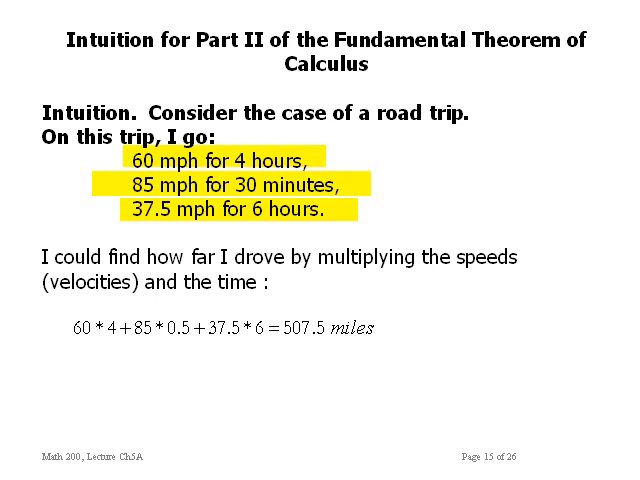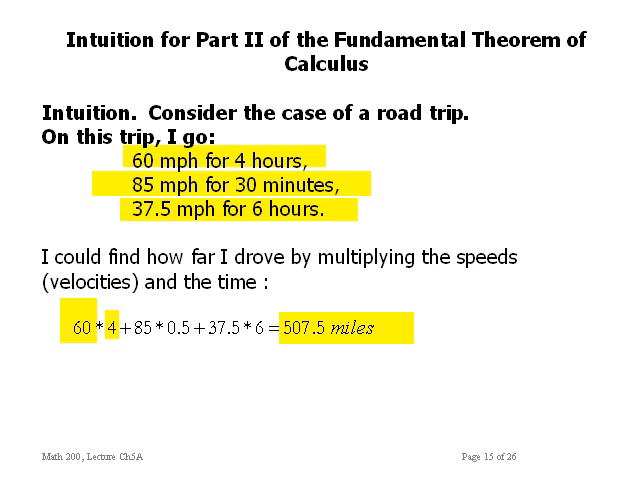How far did I go? Okay. How would you find out how far I went? You would take the velocities and multiply by the time. I went 60 miles an hour for 4 hours, 85 miles an hour for half an hour, 37.5 miles an hour for 6 hours, and I would come up with 507.5 miles that I drove.